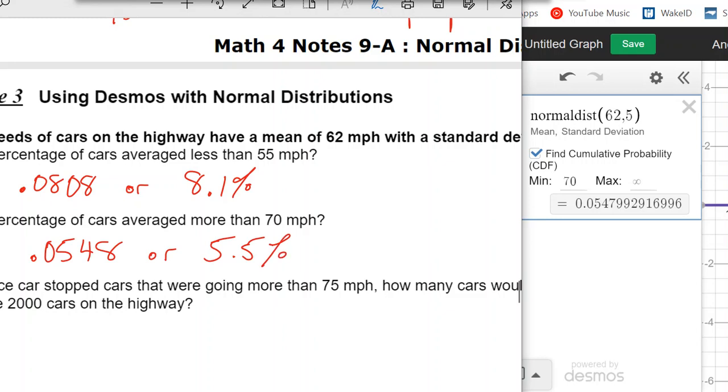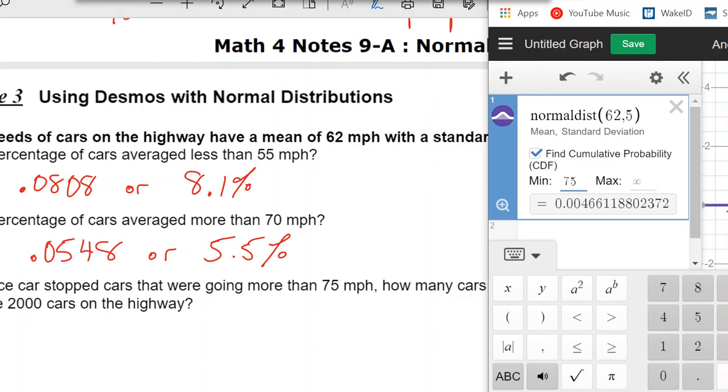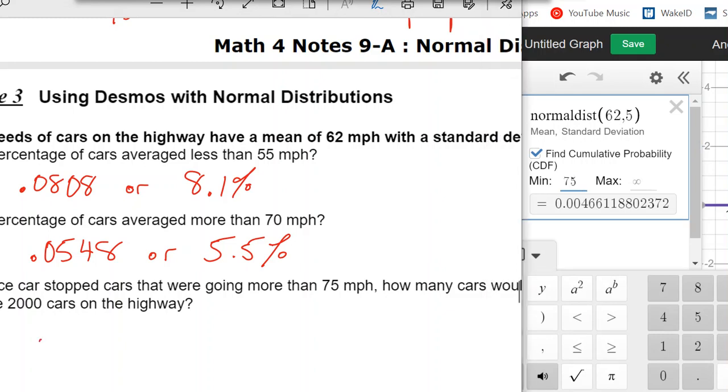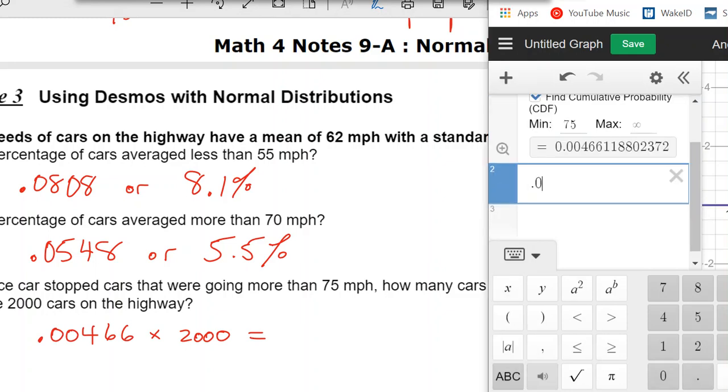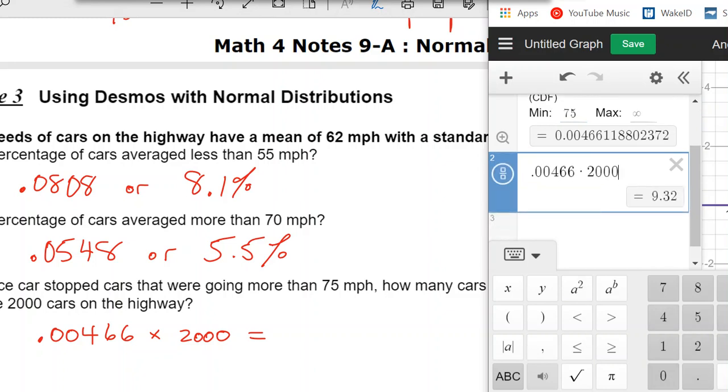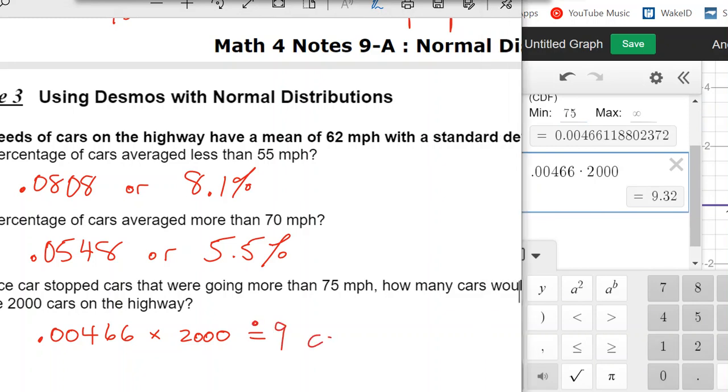Now we get to the interesting part. Police is stopping cars that are going more than 75. How many cars would they stop if there were 2,000 cars on the highway? So we need to look at what is 75 or up. And that is 0.00466 times the 2,000 cars. 0.00466 times 2,000. I got 9.32, so it's about 9 cars. About 9 cars that will be stopped out of the 2,000.